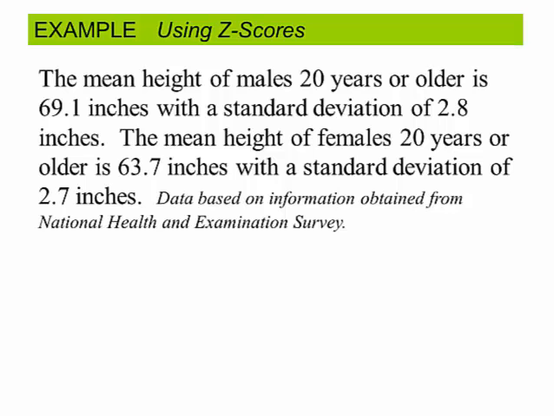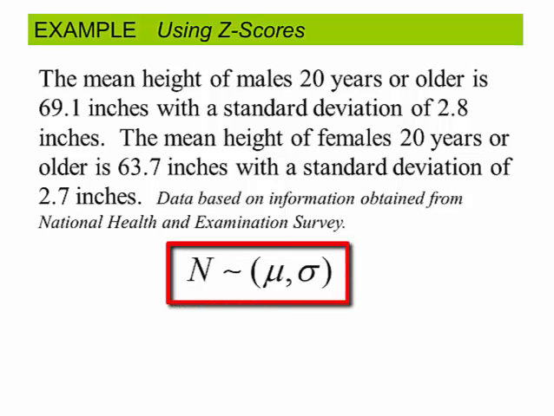Let's look at an example. The mean height of males 20 years or older is 69.1 inches with a standard deviation of 2.8 inches. The mean height for females is 63.7 inches with a standard deviation of 2.7 inches. This is the notation for bell-shaped distributions. The N stands for a normal distribution. So a bell-shaped distribution, sometimes called a normal distribution. We only need the mean and standard deviation.